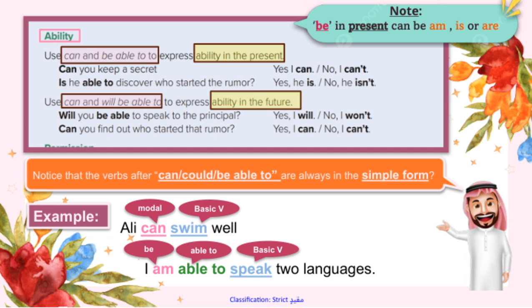When you're making statements like, I am able to speak 2 languages, you're using this structure. Understanding this rule makes your English more accurate and natural when expressing what you can or cannot do. So keep in mind, after can, could, or be able to, always use the base form of the main verb.